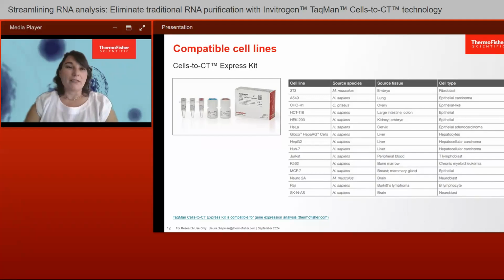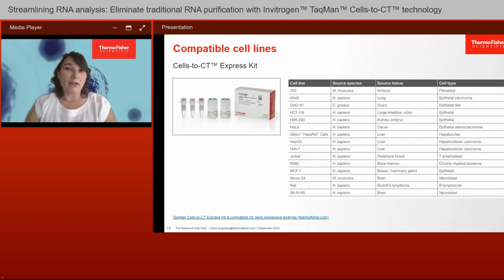The Cells-to-Ct Express kit has been tested with multiple cell lines, and we have an application note and the link listed below that you would be able to see more details. We've tested with these particular cell lines listed in the table. We tried to use a wide variety of cells from different sources to show that it's compatible with a lot of different mammalian cells.